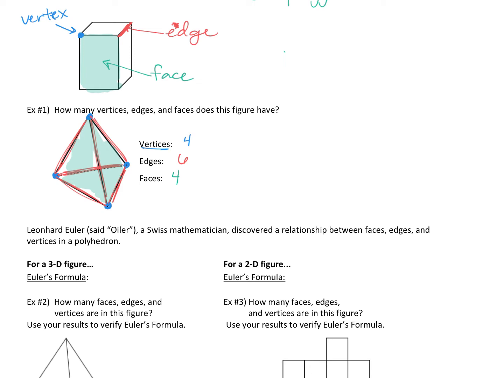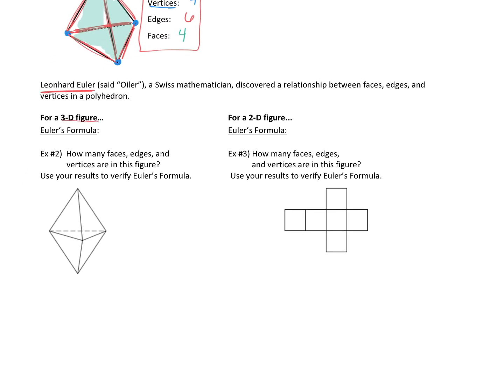So there was a man, his name was Leonard Euler. I know it doesn't look like Euler, but you say Euler, who was a Swiss mathematician, and he found that there is actually a relationship between these 3 things in any polyhedron. What he found was if it is a 3-dimensional figure versus a 2-dimensional figure. Remember, 2D figure is just called a net. Remember, we talked about nets back in chapter 1. So if it is a 3-dimensional figure, Euler's formula is faces plus vertices will always equal edges plus 2.